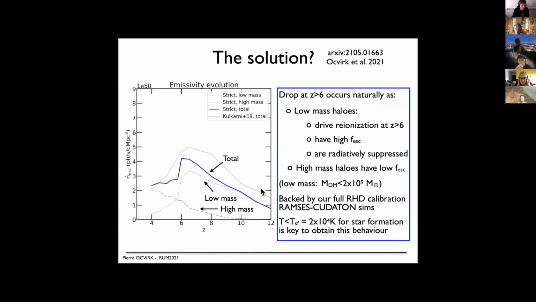And this drop is due to the combination of two things. You have a low mass population of halos which has a high escape fraction and which drives ionization for most of the time until ionization. Then it's radiatively suppressed, so its global emissivity comes down, and in the meantime you have a high mass population of halos which is trying to compensate for that, but which doesn't manage because its escape fraction is too low.